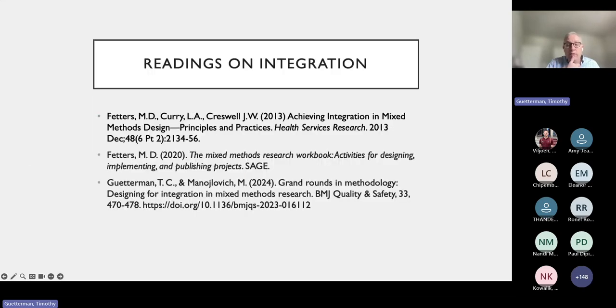Here are a few recommended readings on integration. This first one, Fetters, Curry, and Creswell, they talk about major strategies for integration. This last one is what much of this is based on. It's in a health journal, BMJ Quality and Safety. I just want to encourage you that even if that's not your field, and health is actually not my field, I come from, again, a social science background.